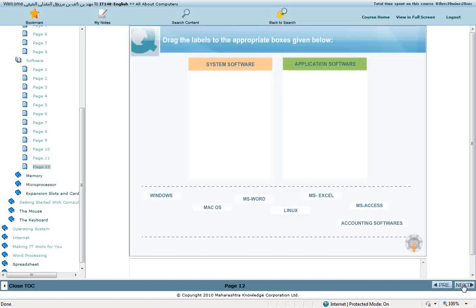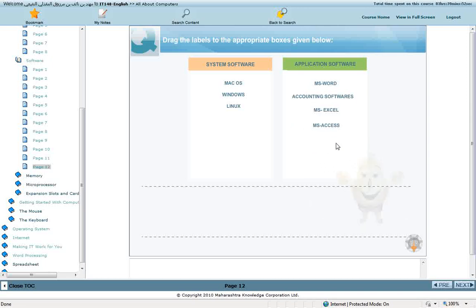Hi, in this assessment frame, drag the labels to the appropriate boxes given below. Congratulations!